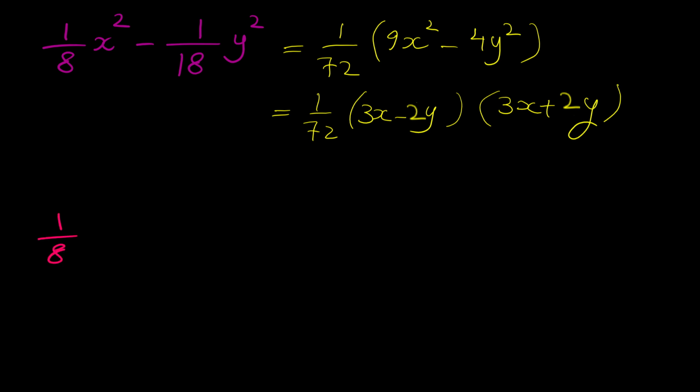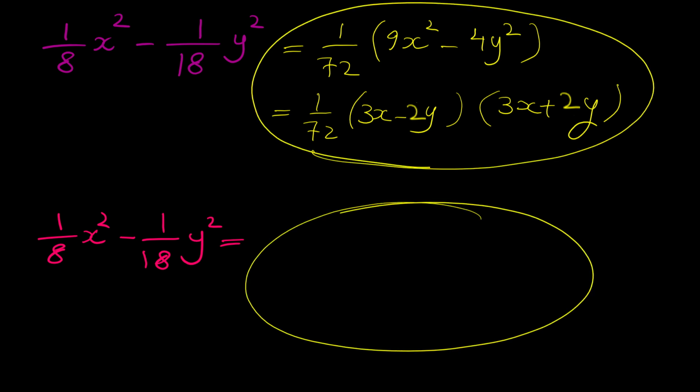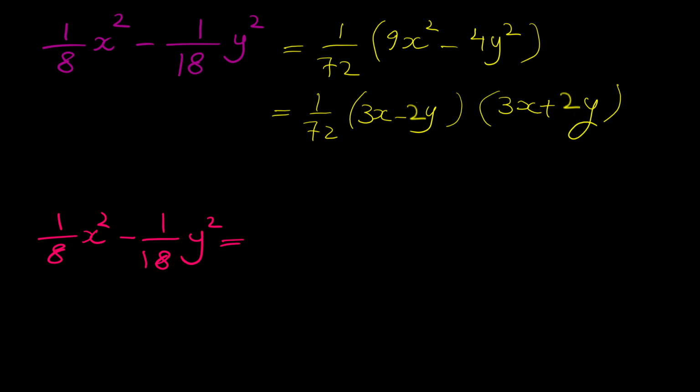1 over 8 x to the 2 minus 1 over 18 y to the 2. Here we multiply everything by 72, and because of that we put 1 over 72 outside. But you can multiply this expression by a smaller number, and then you can factor this expression. But if you ask me, I prefer this method compared to this method, which I will show you in a moment. But again, it's not bad to see this method as well.